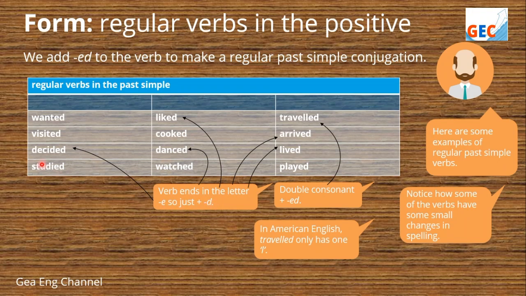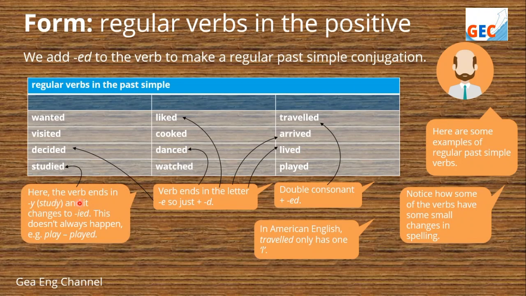As you see here, the examples: decide, liked, danced, arrived, and lived. And here, the verbs that end in Y, such as study, change to IED. This doesn't always happen. For example, play, played.